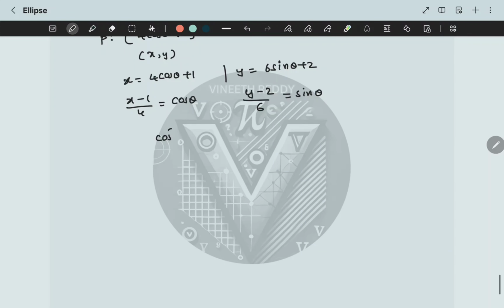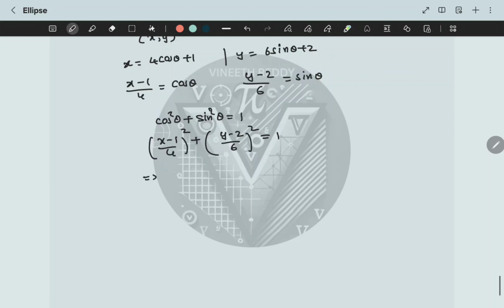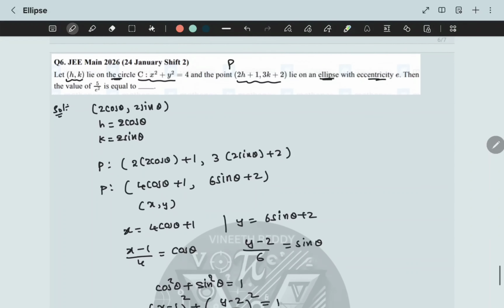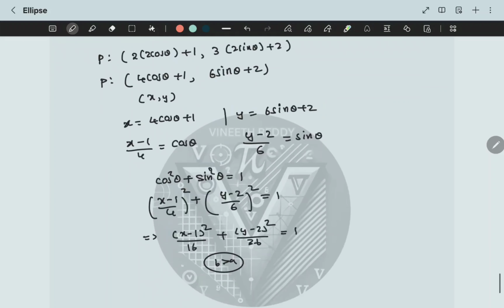Yes. Now we know that we have to eliminate theta, so we can write cos square theta plus sin square theta is 1. That means x minus 1 divided by 4 whole square plus y minus 2 divided by 6 whole square is equal to 1. Now it is of the form x minus 1 whole square by 16 plus y minus 2 whole square divided by 36 is equal to 1. So here b is greater than a, dear students. That means what is he asking? He's asking us to find the value of 5 by e square. That means eccentricity. I think e is eccentricity.